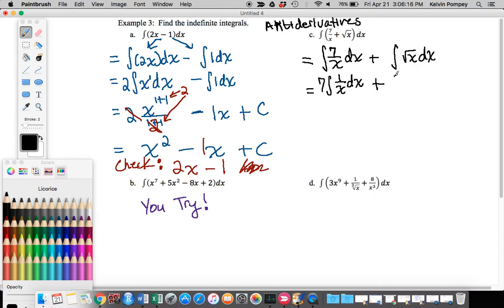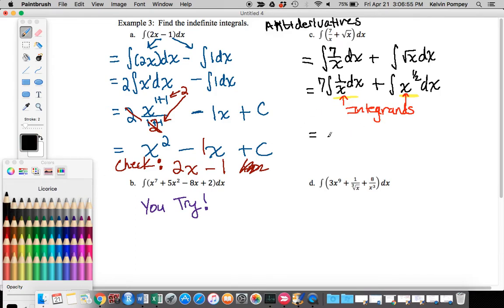And so I'm going to rewrite this as x to the 1/2 power instead of writing it as the square root of x. And now I can see that these two antiderivatives, or these two integrals, have integrands. I didn't talk about this before, but these things that we're taking the antiderivative of are called integrands. But these integrands look like something from our actual rules that we went over earlier.